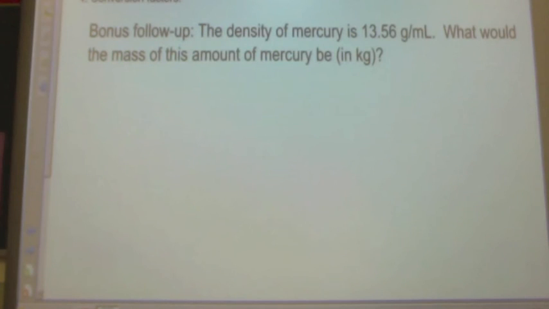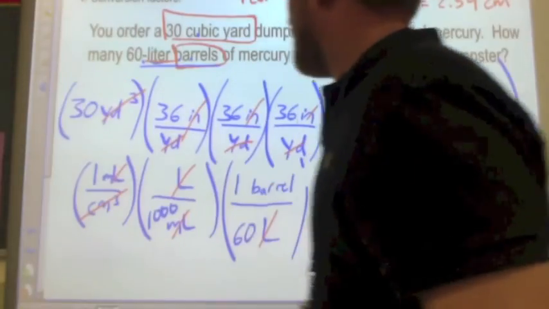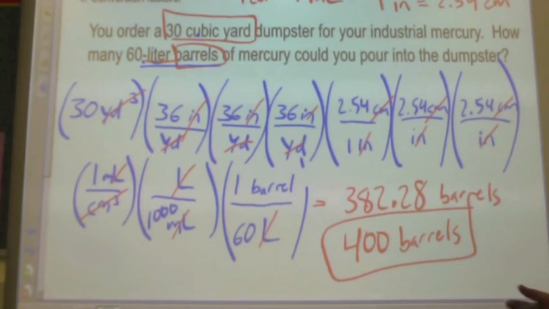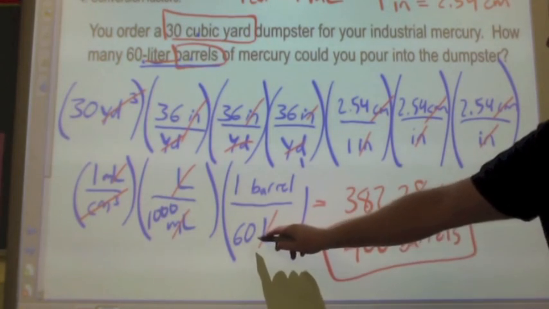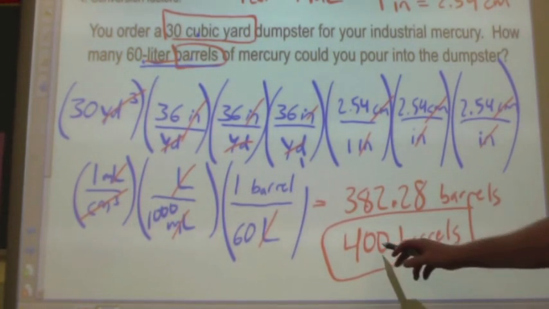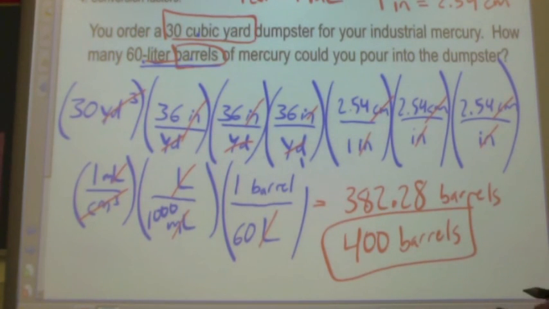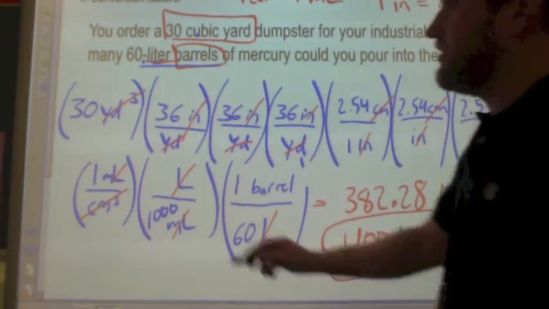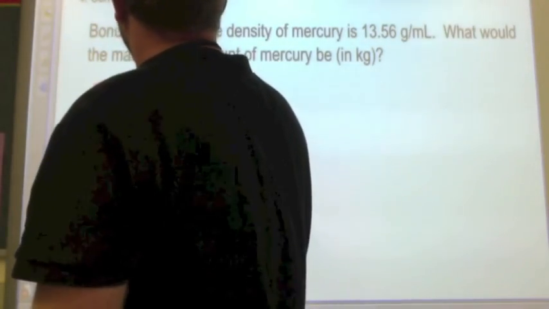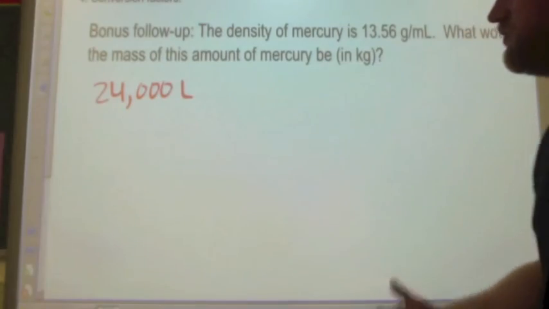Bonus follow-up. The density of mercury is 13.56 grams per milliliter. What would the mass of this mercury be in kilograms? So basically, how heavy is that imaginary dumpster going to be? Now, without having to redo this whole problem, let's just backtrack to find how many liters this is. Okay? Now, I divided by 60, so I can just multiply by 60 again. So, let's say 400 barrels times 60 liters per barrel gives me 24,000, and that's with 1 sig fig, 24,000 liters. Again, I just pulled that right from the last problem with a little backtracking.